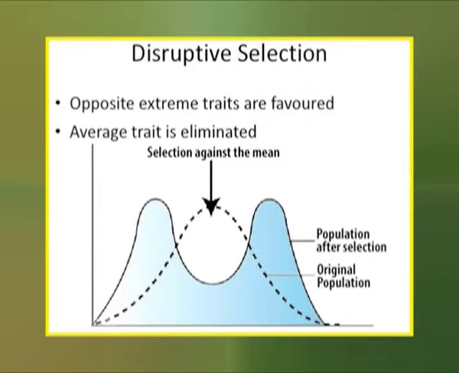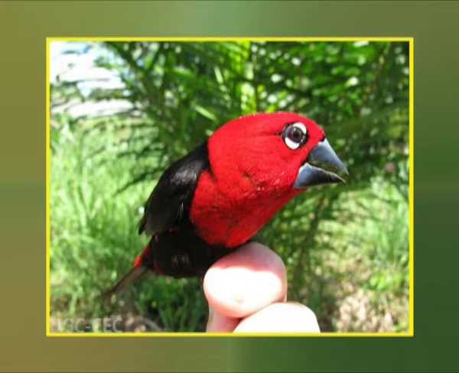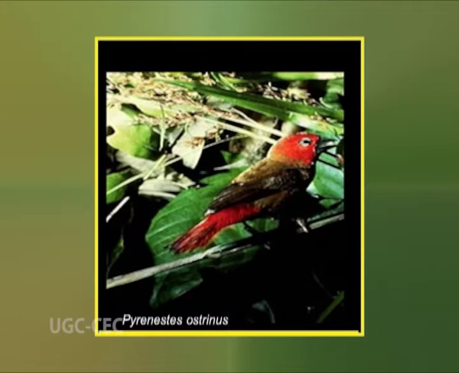Number 3, disruptive selection. In disruptive selection, selection pressures act against individuals in the middle of the trait distribution. The original population is disrupted into two or more separate groups that later evolve into new species. If disruptive selection results in many new species, then it is termed adaptive radiation. For example, the different beak sizes of the African fire-billed seed cracker finch, Pyrenestes ostrinus. Populations of these birds contain individuals with large and small beaks.